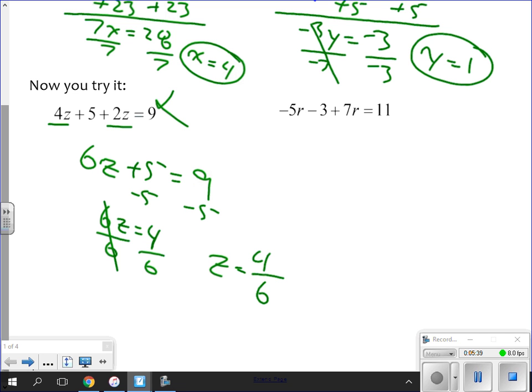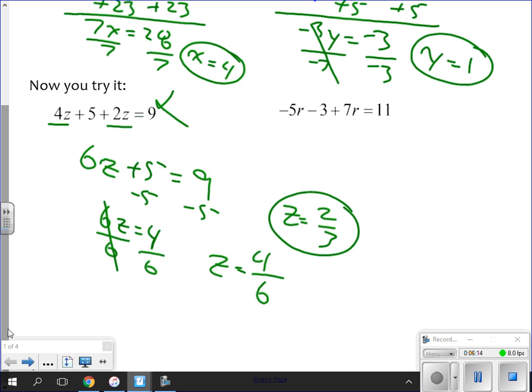Now what do I need to do? What you will always do with fractions? Reduce. Can I reduce? Yeah, divide top and bottom by 2, and I get z equals 2 thirds. Yeah, I got a fraction for an answer, but did I have to do anything with fractions before I got to the end? No. I didn't have to add a fraction or divide a fraction. The only thing I had to do with the fraction is reduce it.